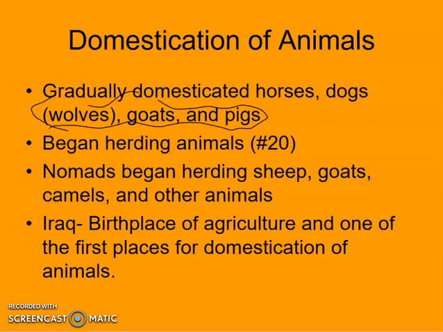All right. Number 20, they started herding animals. If number 20 says they started attacking animals, that's not how they domesticated them. Wolves, goats, pigs. They started herding sheep, other stuff. This happened in Iraq a long time ago.